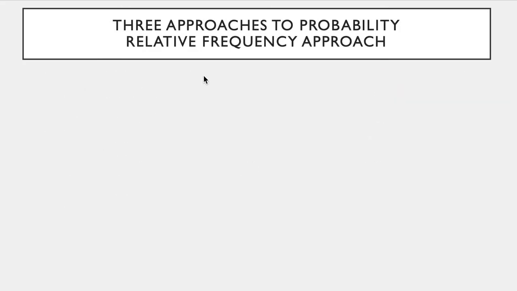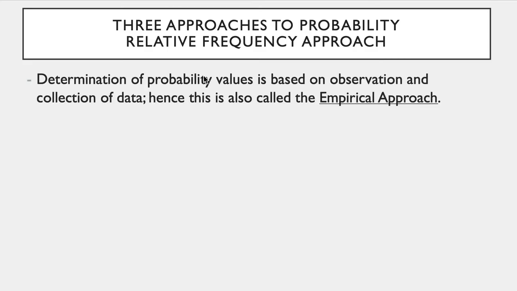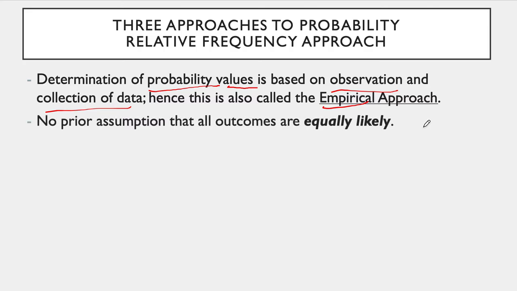Okay, let's move on and take into consideration the relative frequency approach. We also call this the a posteriori approach. The determination of probability values is based on observation and collection of data. Before we can determine the probability, we must have the data itself. Hence, it's also called the empirical approach, that is, practical. There's no prior assumption that all outcomes are equally likely to happen. The outcomes are not equally likely in chance to happen.